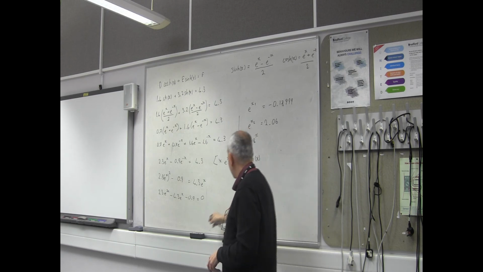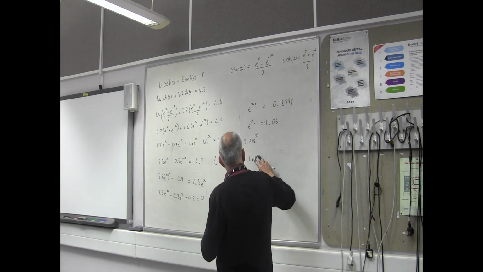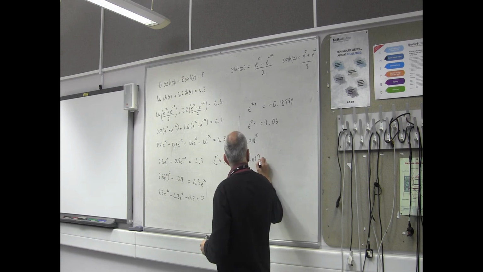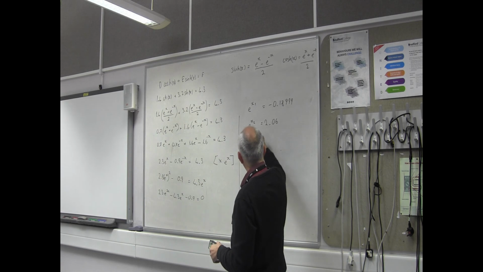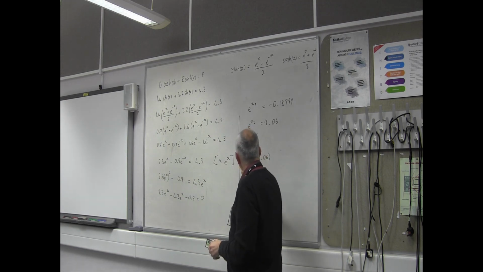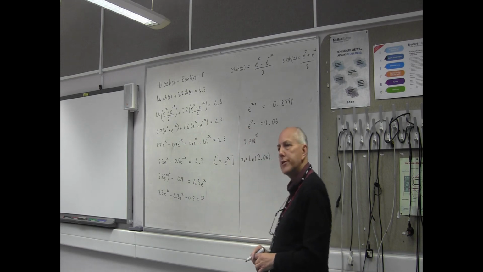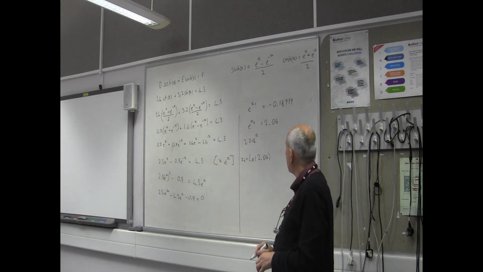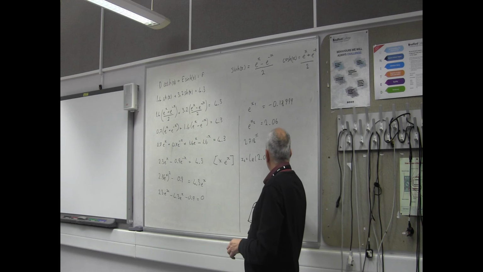Except that x there would be, so for example, 2.06. So this is going to give me the value for x2, basically. And that does give me an answer.